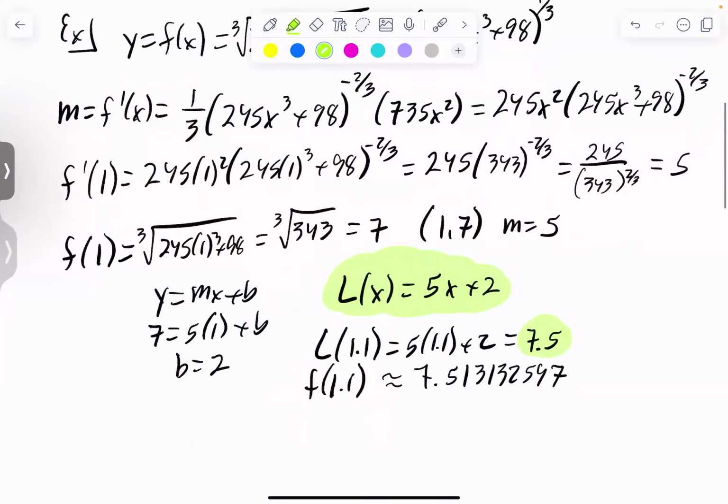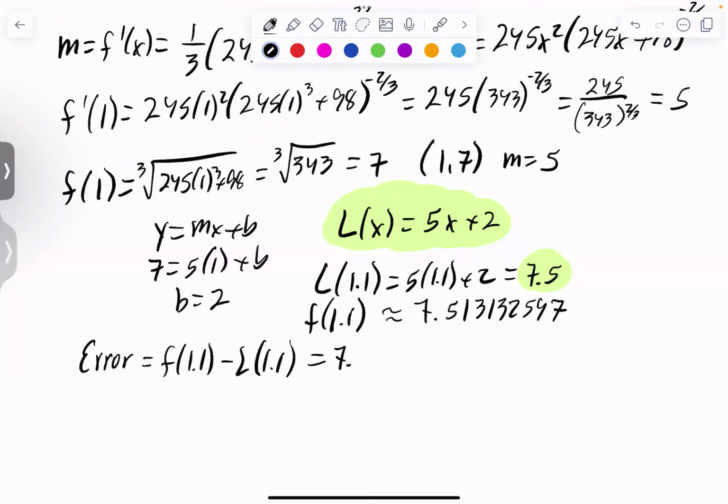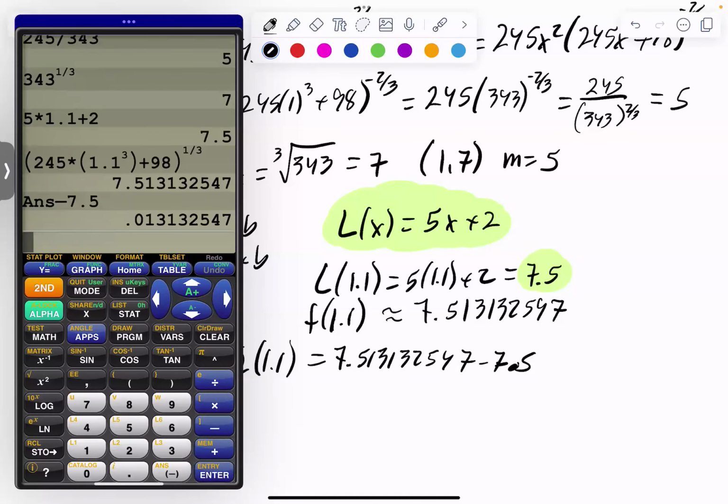And what I'm doing is I'm moving on to the third part, which wants us to find the error, meaning our error is going to be the difference between f of 1.1 and L of 1.1. So 7.513132547 minus 7.5, and this is going to get us our error. So our error is about 0.01313.